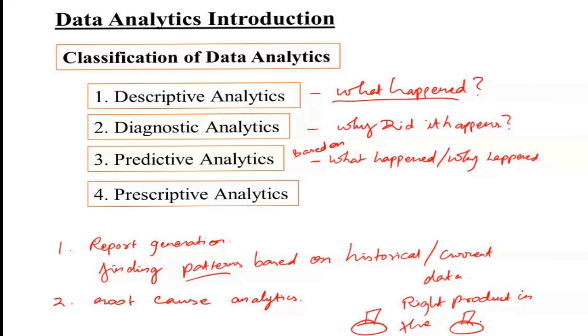Then the final one is prescriptive analysis. Here the main thing is what action. What actions have the highest potential for the best outcome? My handwriting is not that good, but okay.